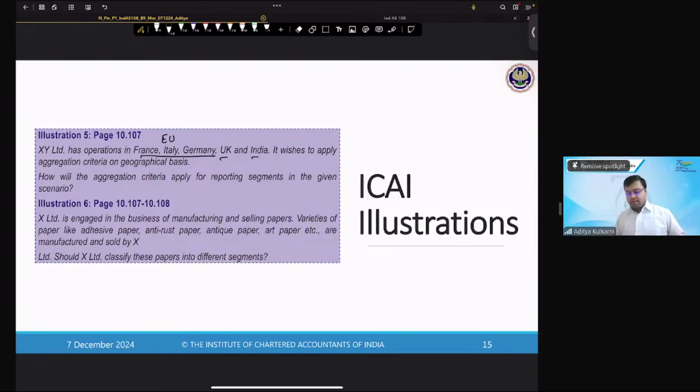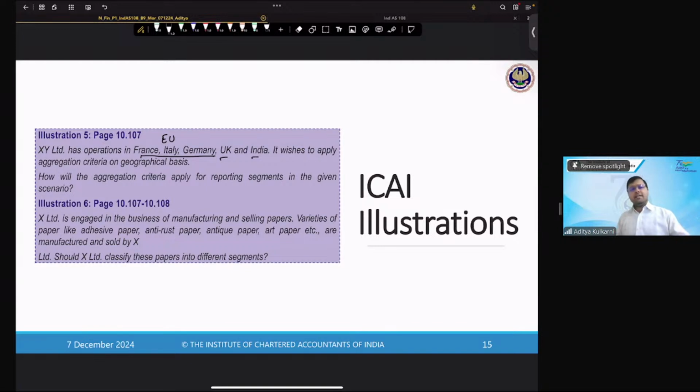See, operations are in France, Italy, Germany, UK, and India. What the entity wants to do is it wants to combine the segments. It does not want to present 5 different segments. So generally France, Italy, Germany, these 3 countries are falling in the same economic regime, which we call the European Union. Okay, currencies are same, policies are also in line with each other.